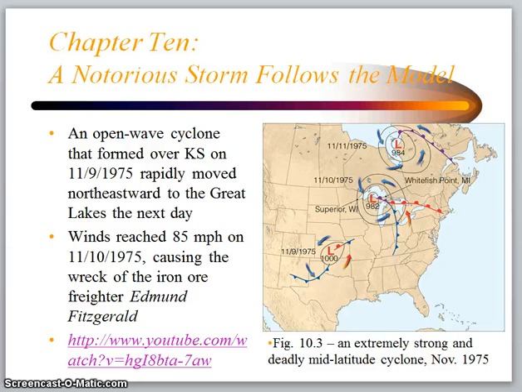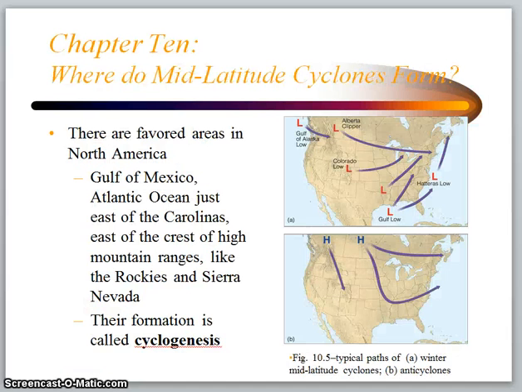Winds on the 10th of November across Lake Superior reached as high as 85 miles an hour, causing large waves to basically break up the Edmund Fitzgerald and cause it to sink in Lake Superior.